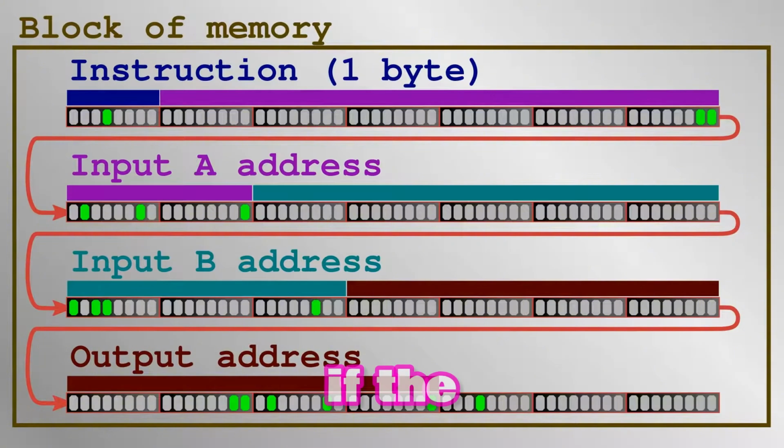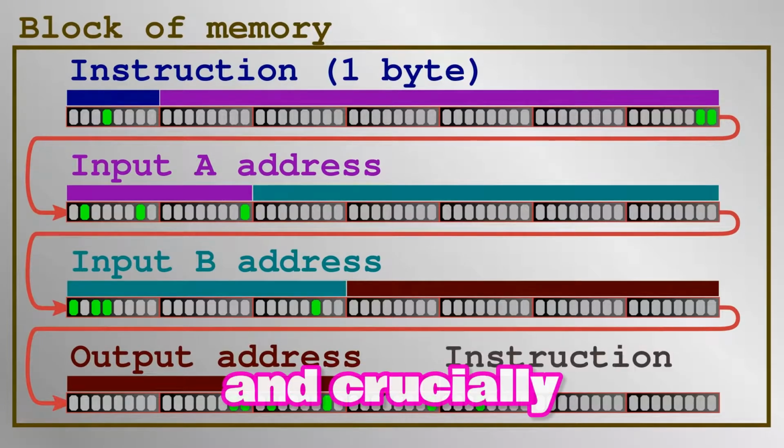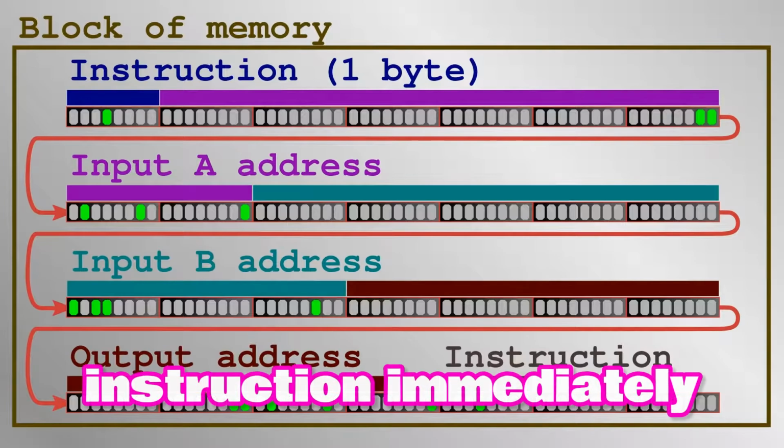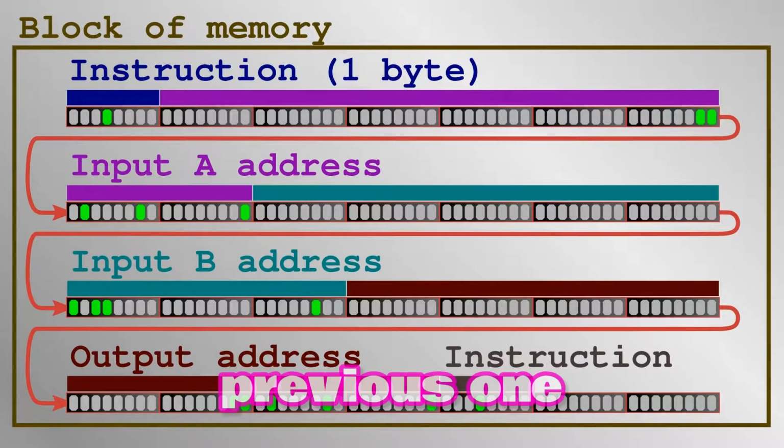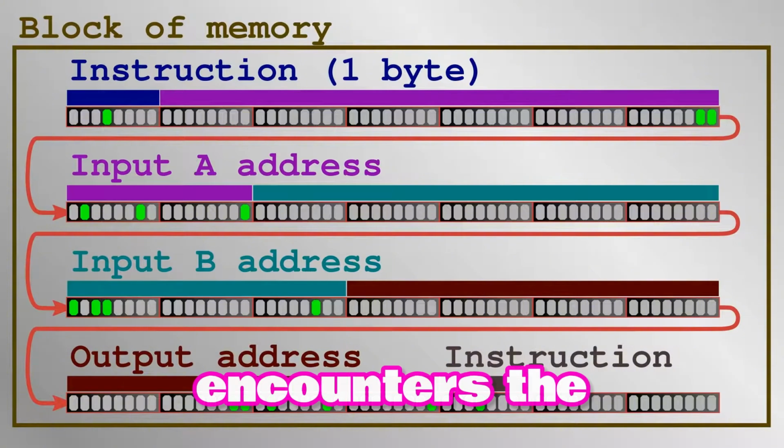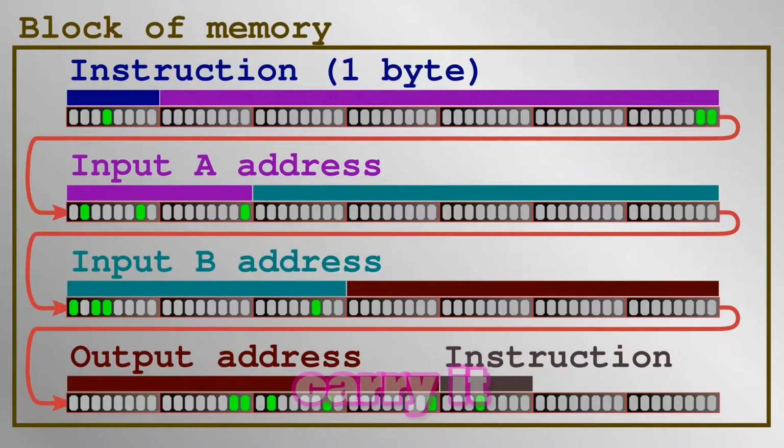On the other hand, if the instruction is to copy a number, it just needs to be followed by the origin and destination addresses, meaning the whole thing takes 17 bytes in total. The trick is that each type of instruction always takes up a set number of bytes, and crucially, the next instruction immediately follows on after the previous one. So when the computer encounters the add instruction, not only does it carry it out, but it knows that the next instruction is precisely 25 bytes long.